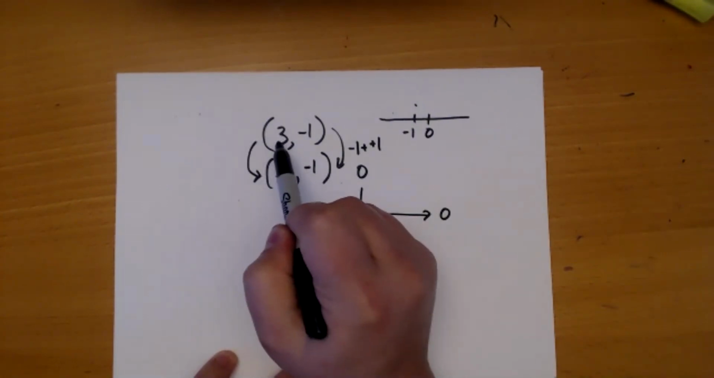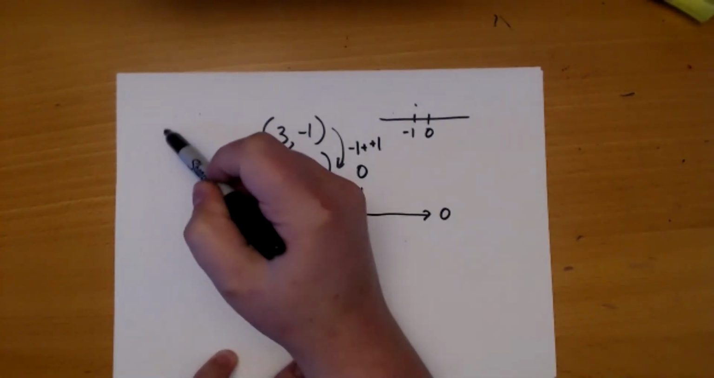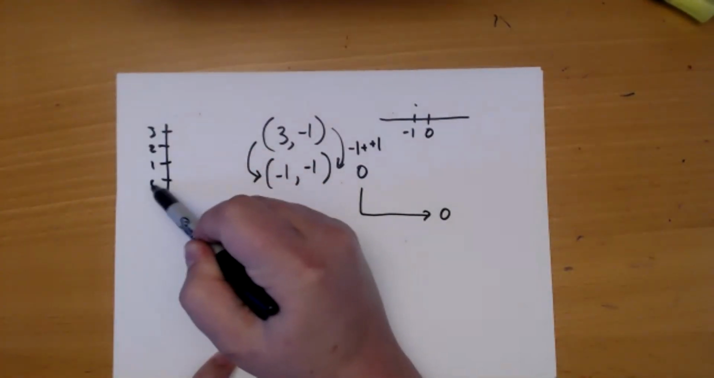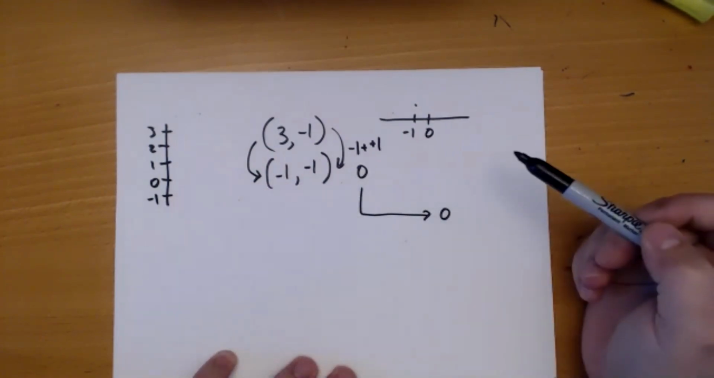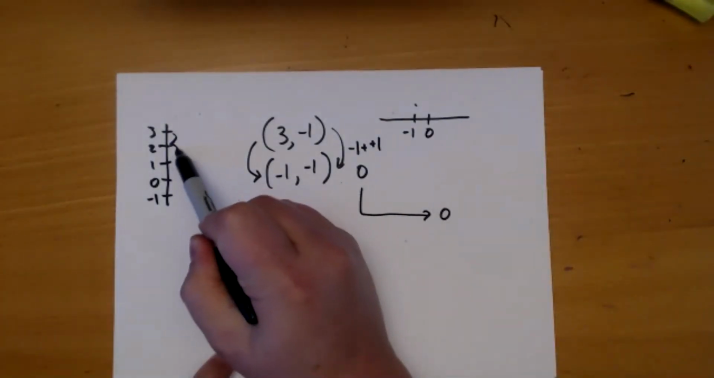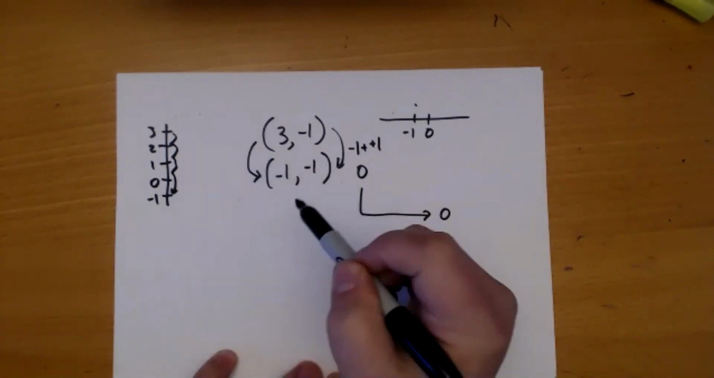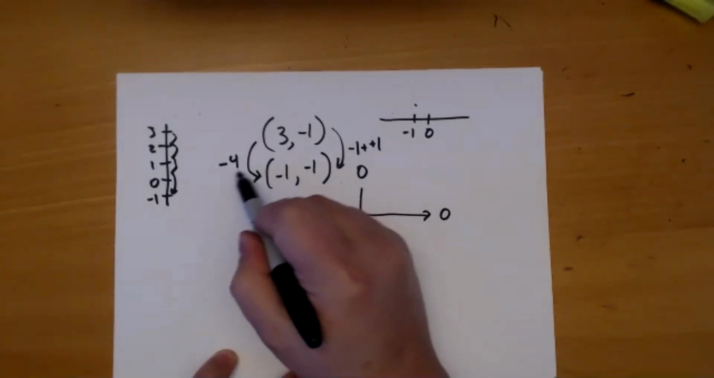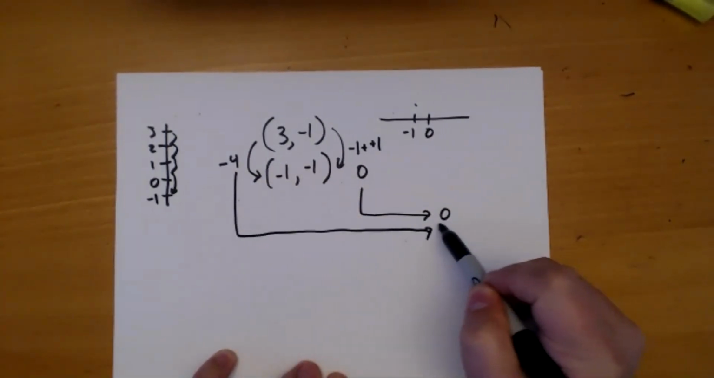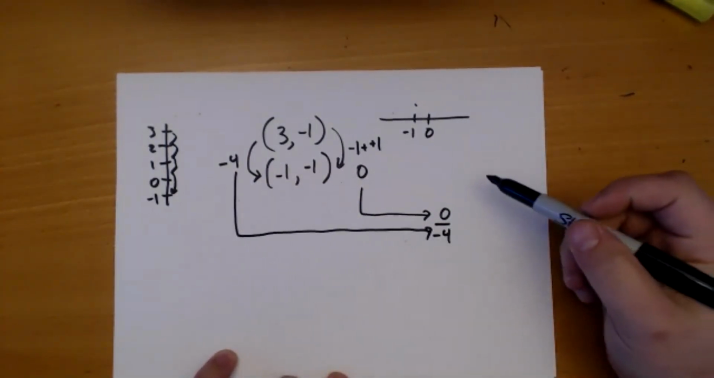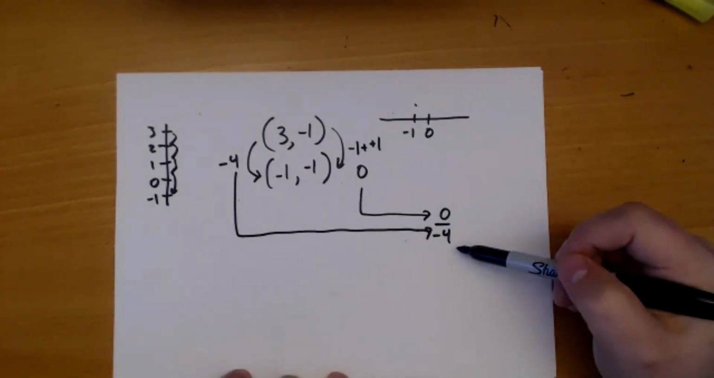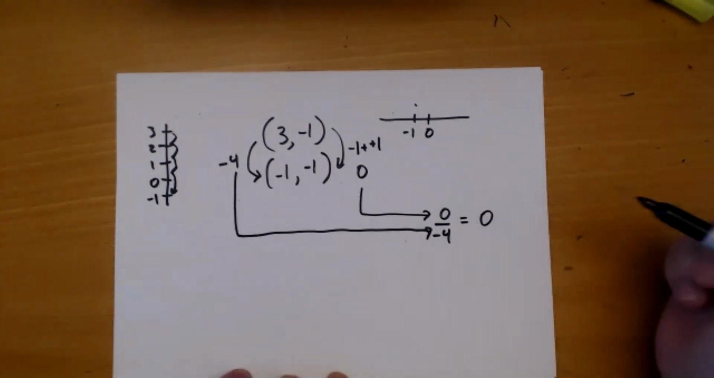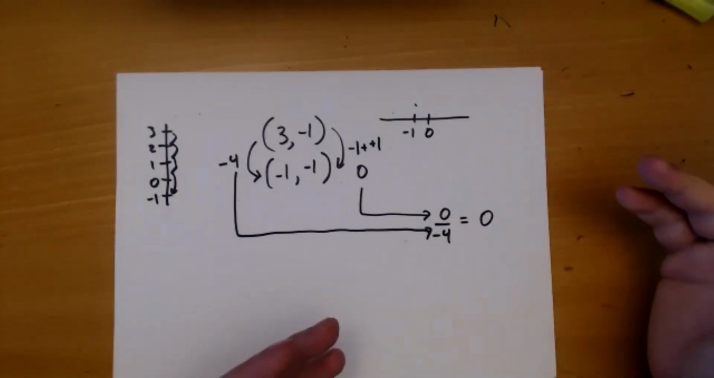If I'm standing at 3 and I go to -1, how far did I walk? 1, 2, 3, 4. And I went down, didn't I? Now, what's 0 divided by -4? Nothing.